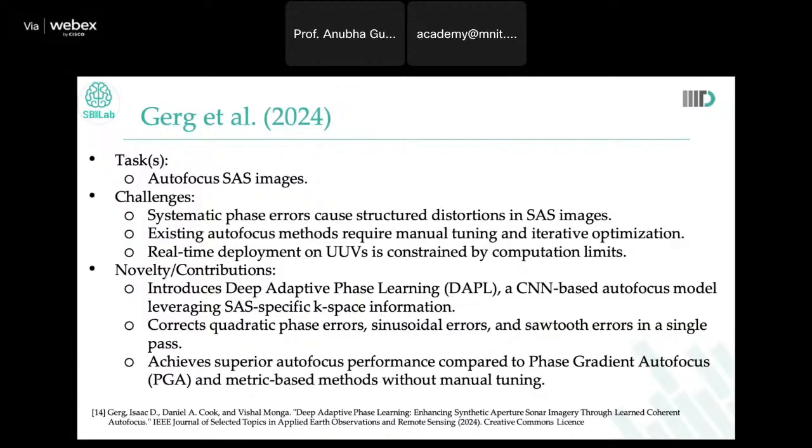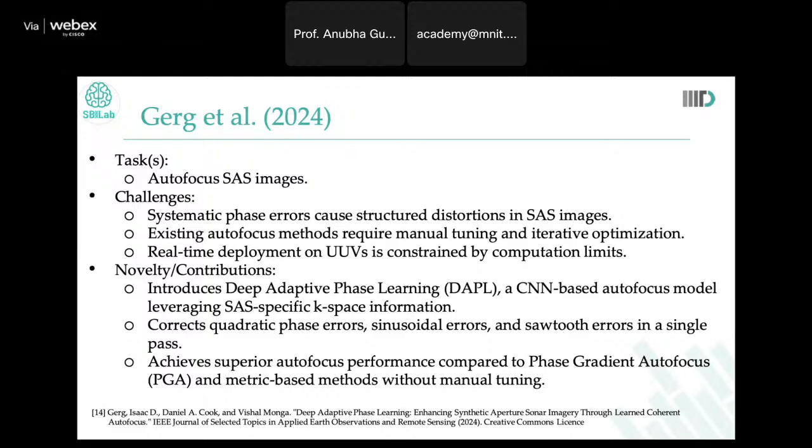This is another task that researchers have done. This is on auto-focusing on SAS images. Now, this time, this is the problem that is solved. The challenges are: systematic phase errors cause structural distortion in SAS images.